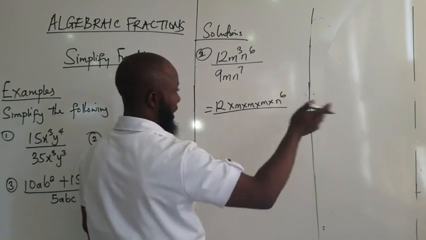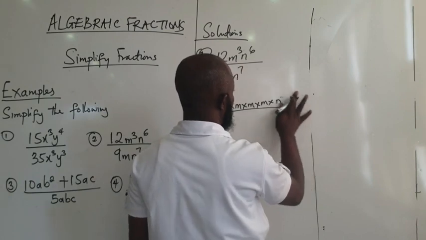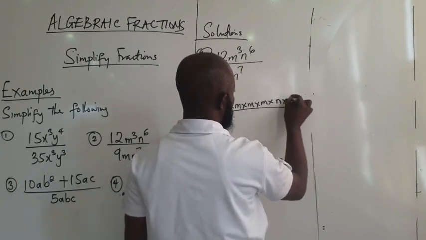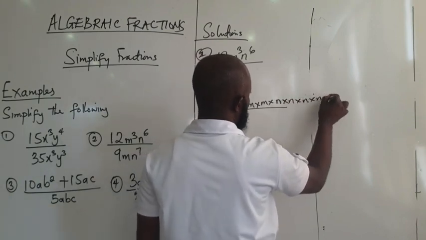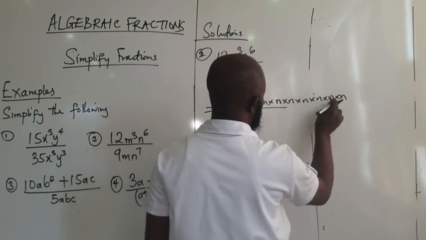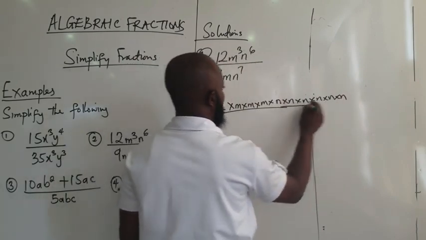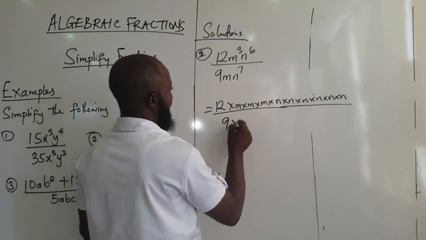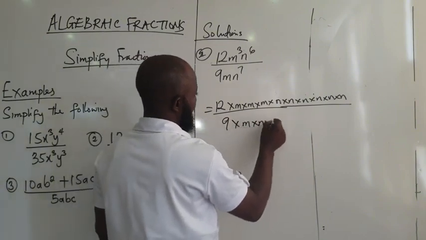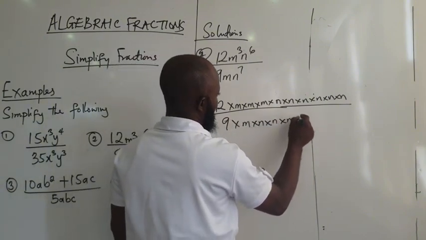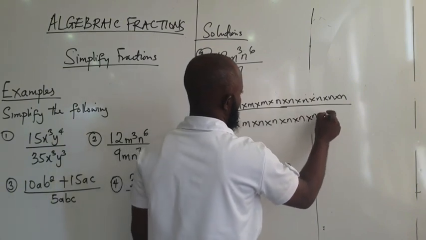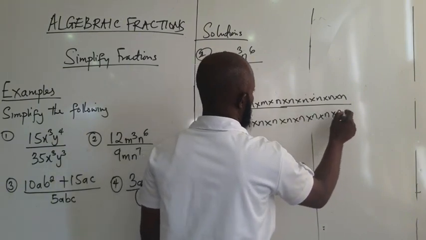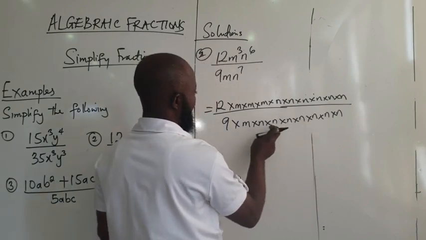So you can open it. Let me open it because of the space. n times n times n times n times n times n, 1, 2, 3, 4, 5, 6, divided by 9 times m times n times n times n times n times n times n, 1, 2, 3, 4, 5, 6, 7.